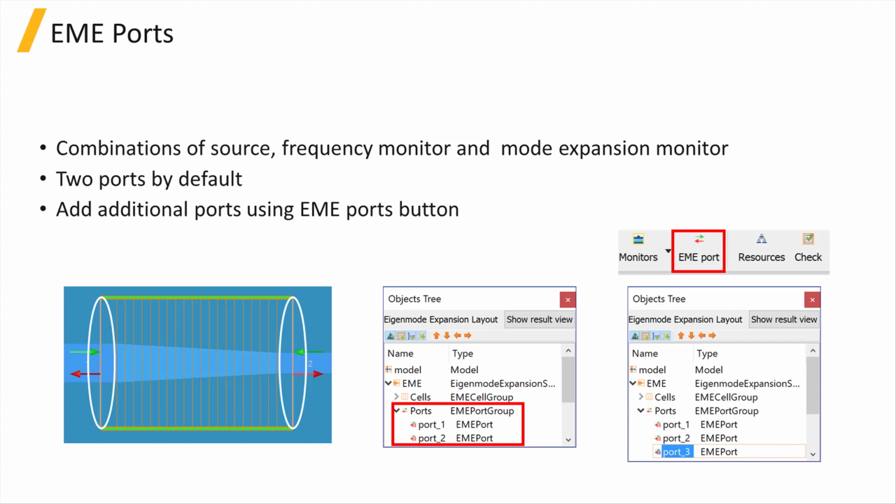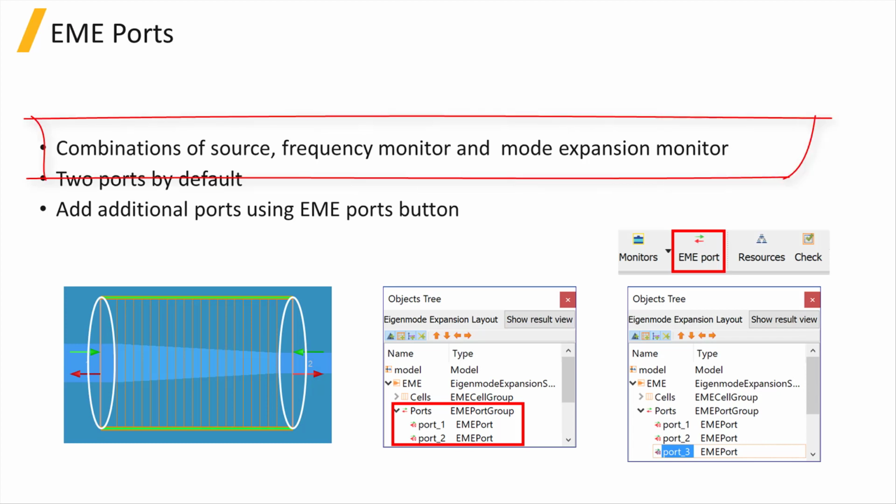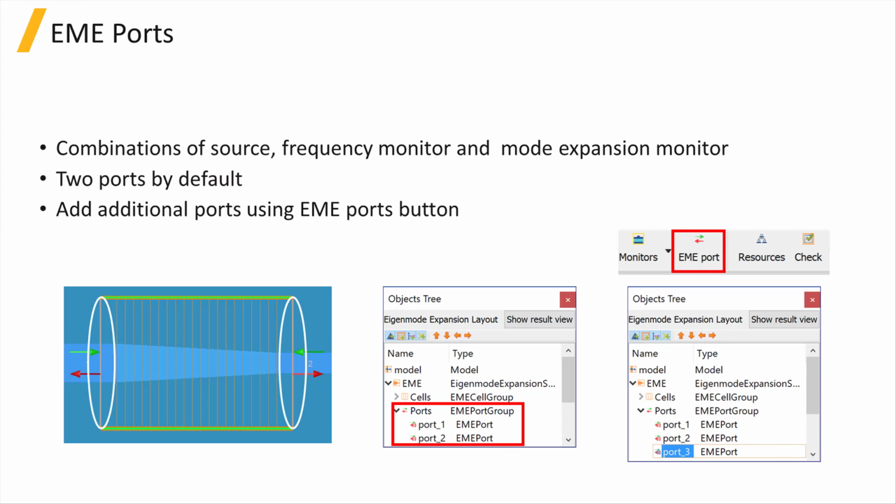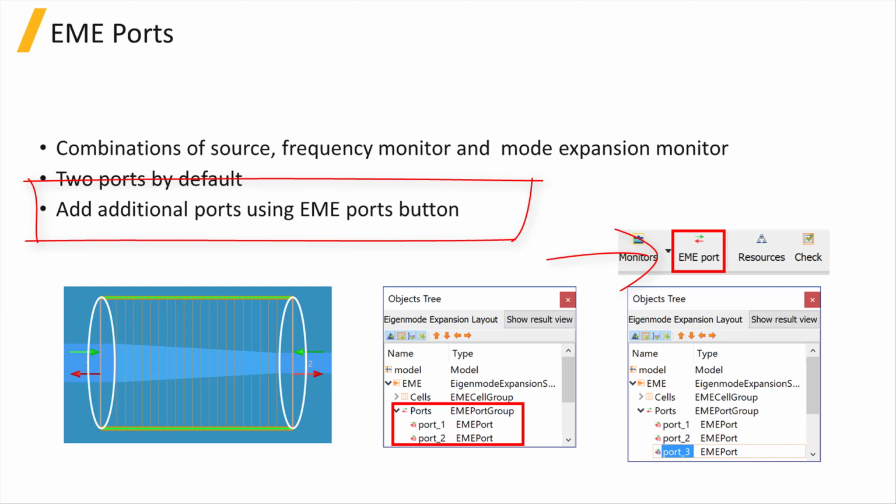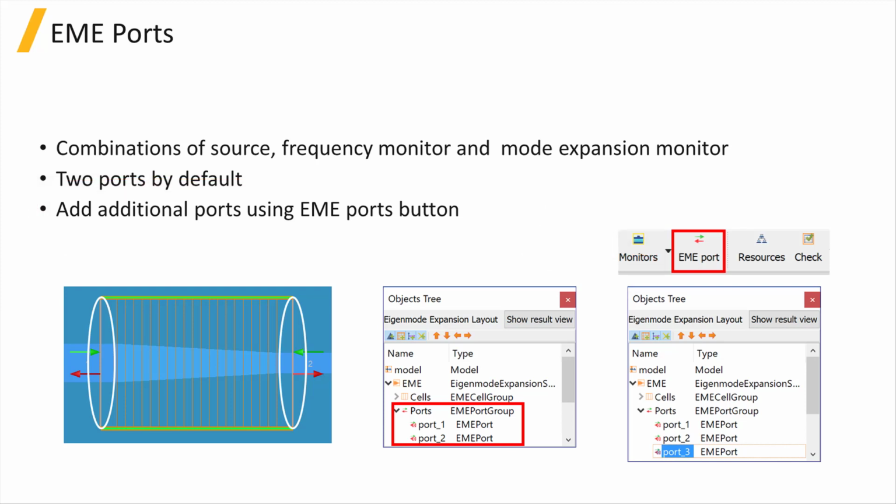Port objects are a combination of source, frequency monitor, and mode expansion monitor. When you add an EME simulation region, by default, two ports will be created under the EME object. You can add additional ports by pressing the EME port button in the main menu.